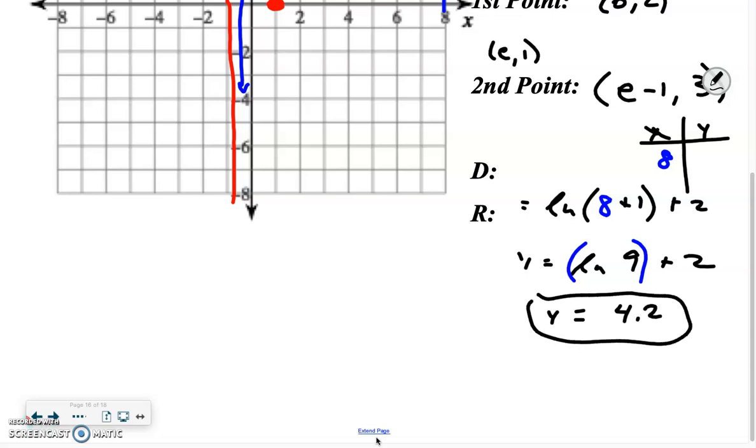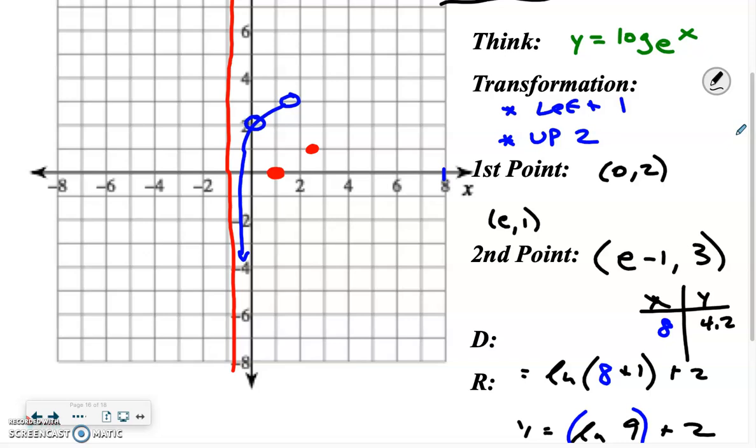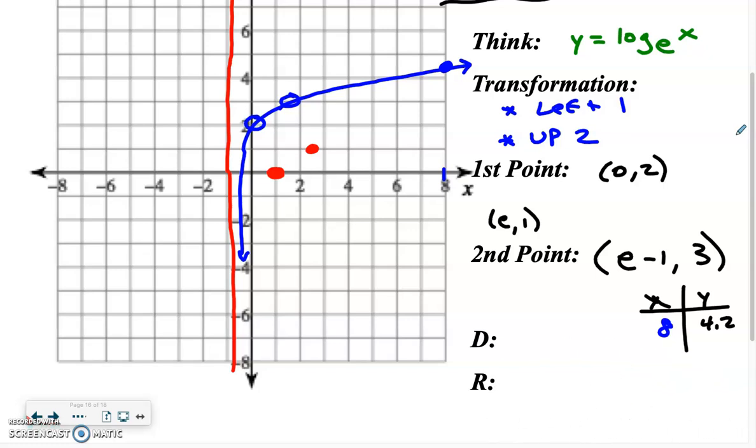So when we plug an 8 in for x, we get 4.2 back out for y, which is going to lead to that third point that we were seeking: over 8, up 1, 2, 3, 4.2. Again, not exact, it's approximate. But now we know approximately where that sketch is going to go through. I've got to erase some of this stuff so we can have room to provide our answers.